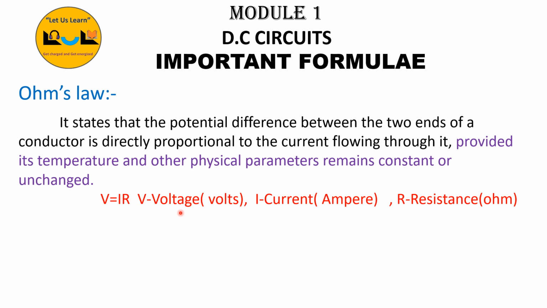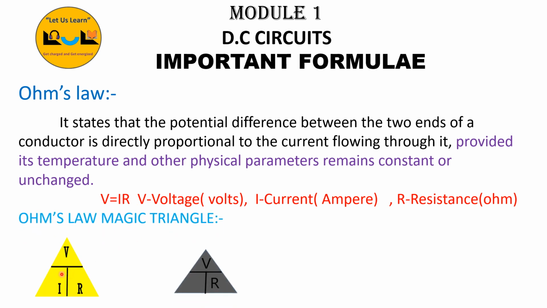Ohm's law magic triangle. So in this we have a triangle with V on top and I and R below. If you want to find the value of I, hide I and you get V by R. Similarly, if you want to find the value of R, hide R and we get V by I. If you want to find the value of V, hide V and you will get V is equal to I into R.